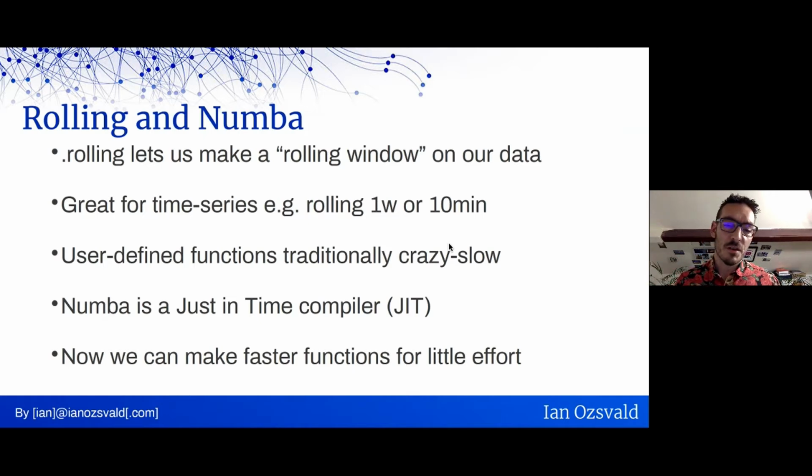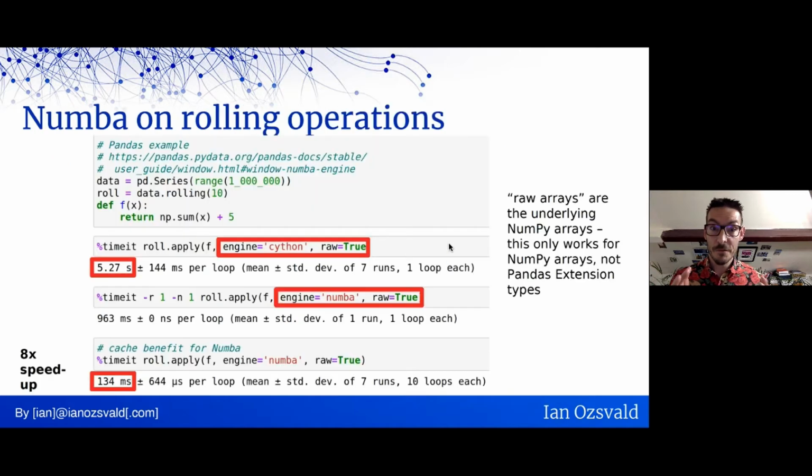User-defined functions were traditionally really, really slow. So the pre-built functions provided in Pandas were super fast. They were written in C or Fortran. Anything you provided went really slow. Numba is a just-in-time compiler, so that means it compiles your code, your custom function, on the fly. Numba support in the rolling and expanding window operations was added in the last year or so, and it gives us a really good speed up. So we can get faster operations.